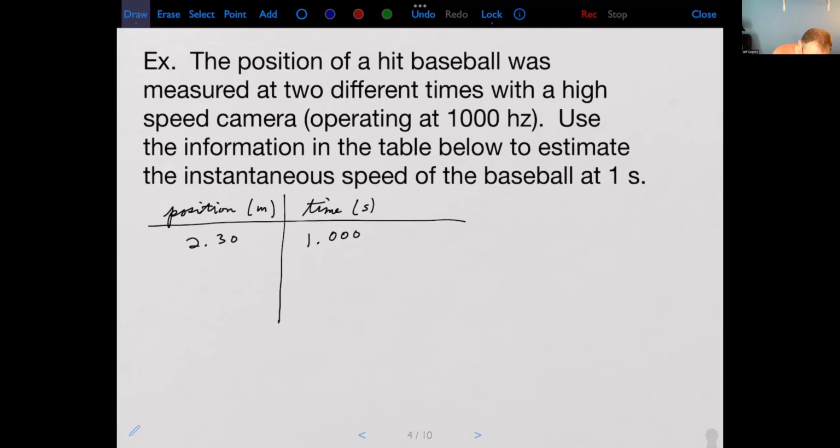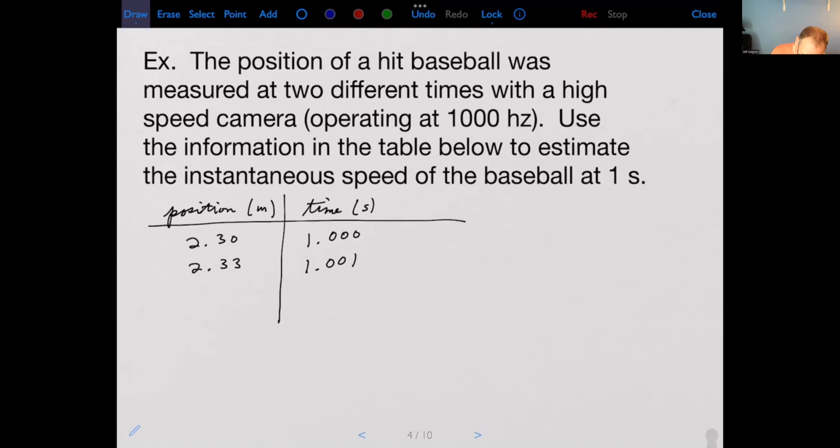And then an instant later, just a little bit of time later, it's at 3.33 meters. And that time was 1.001 seconds, right? So a thousandth of a second later, it's at a slightly different position, slightly further. And we want to estimate the instantaneous speed at 1 second.